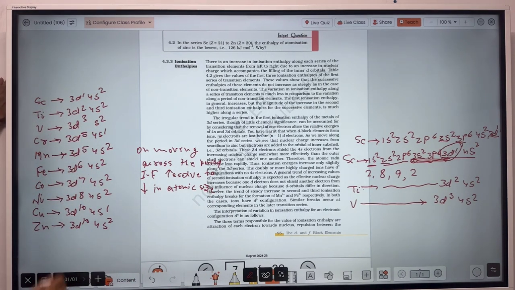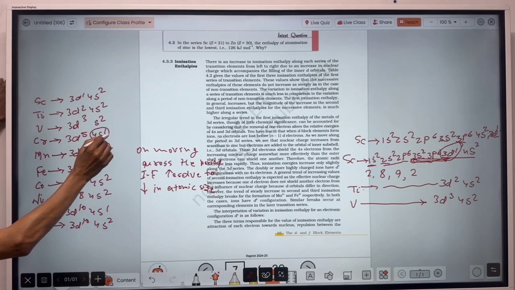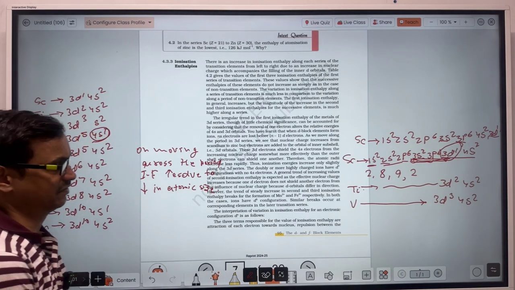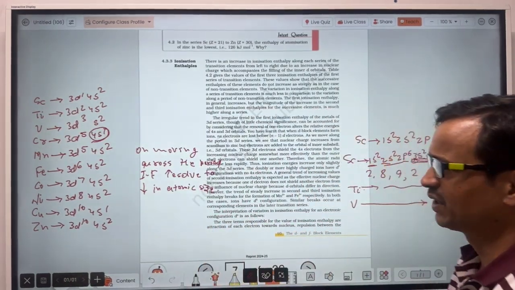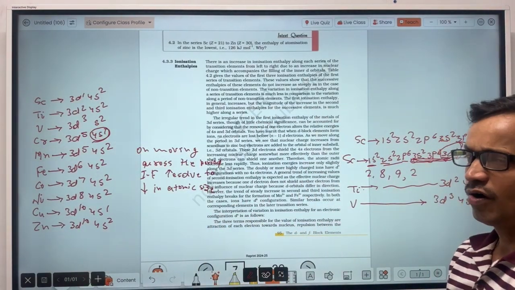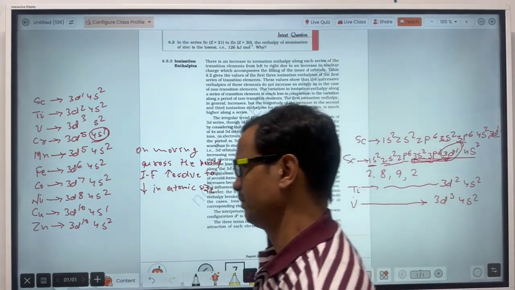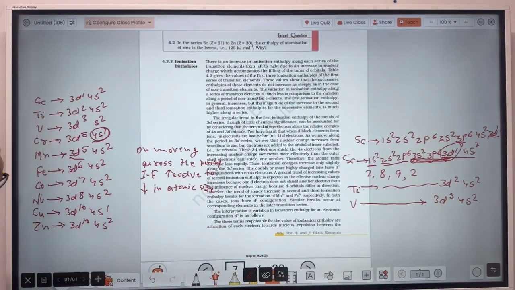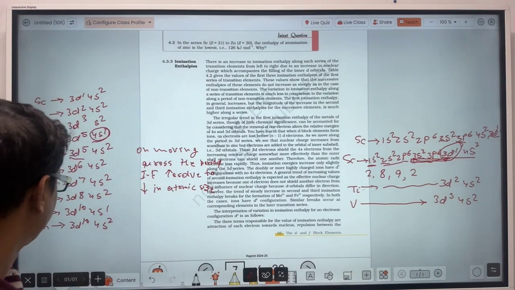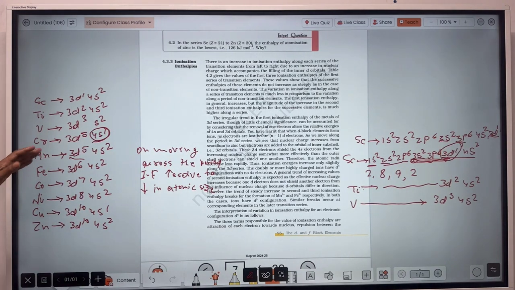So let's see here, in the case of chromium, this is chromium 4s1 3d5. If chromium loses one electron, then its outermost orbital will be half filled, because the d subshell contains 5 orbitals and all the orbitals will be singly occupied. So the outer valence orbital of chromium will become half filled, which will provide extra stability. As a result, the first ionization enthalpy of chromium will be less than expected.